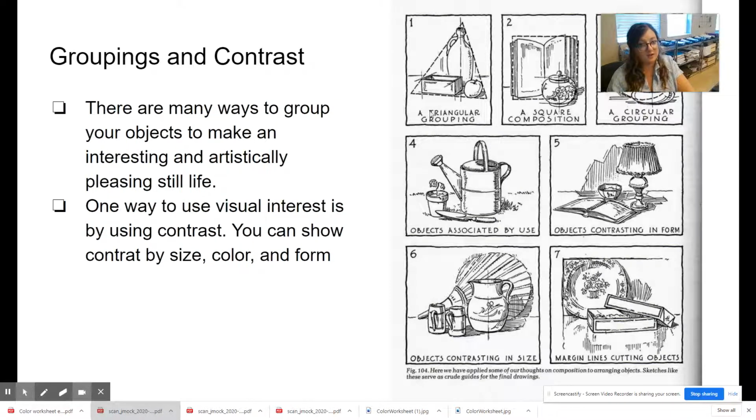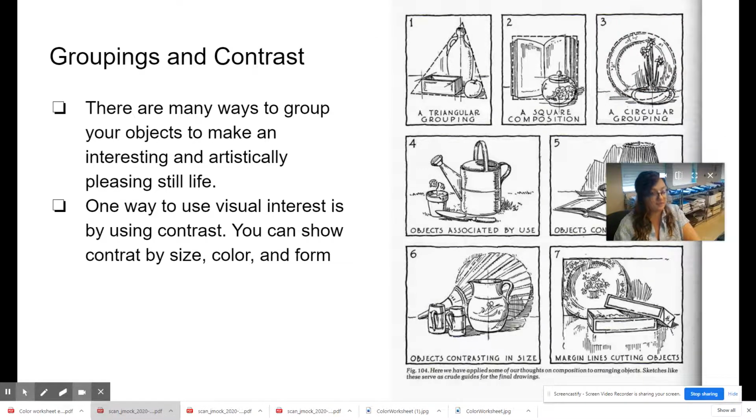Another thing you can do is a triangle grouping, which we talked about earlier, a square composition, or you can do a circular composition as well. These are some of my very favorite ones to use. I'm a very big fan of the triangle grouping. I think that's the most interesting, but you can always use contrast as well to make your composition interesting.